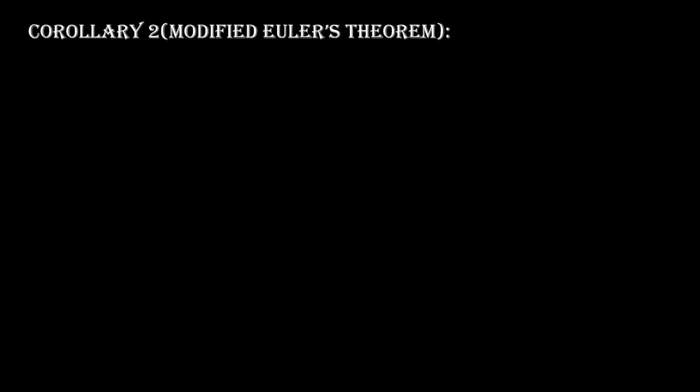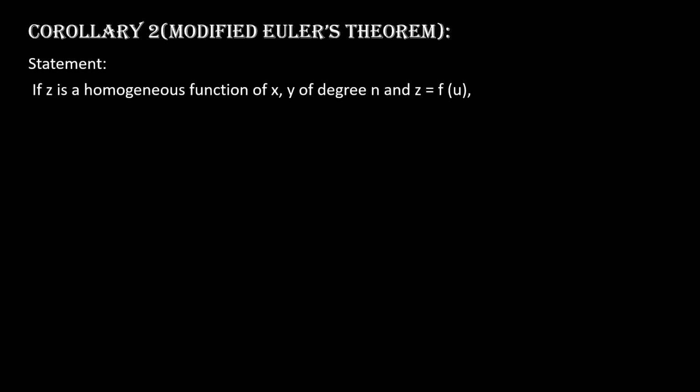Let us see now corollary 2 of Euler's theorem, which is called the modified Euler's theorem. Its statement is like this. If z is a homogeneous function of x and y of degree n and z is a function of u, that is z equals f of u, then x times dou u by dou x plus y times dou u by dou y is equal to n into f of u upon f dash of u. So let's prove this.